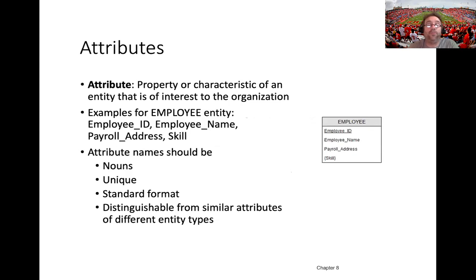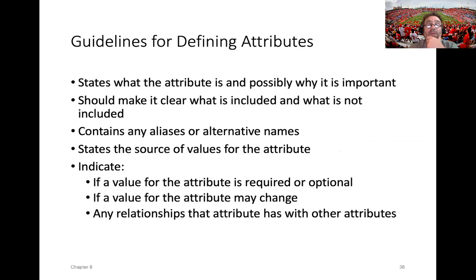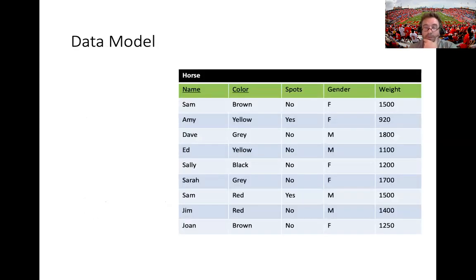Attributes. An attribute is a property or characteristic of an entity that is of interest to the organization. So you might see employee ID or employee name or payroll address or skill in the employee entity on the right-hand side. So these again should be nouns. They must be unique, not just within the single entity, but across all the different entity types going on. Okay, and again, we have guidelines for defining attributes, and you can read those yourself, no problem.